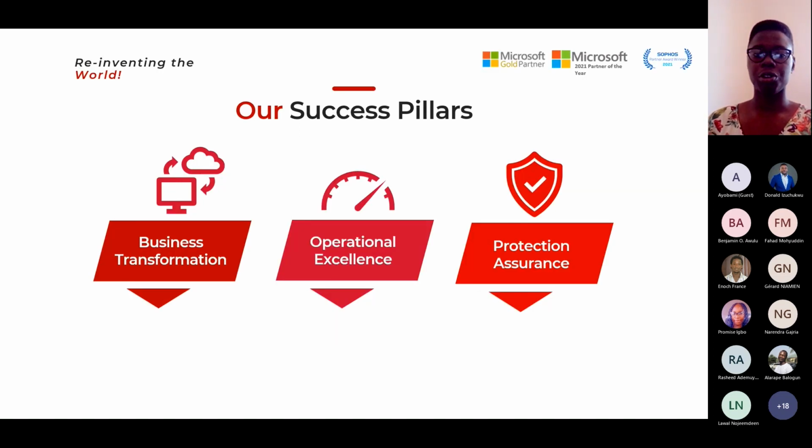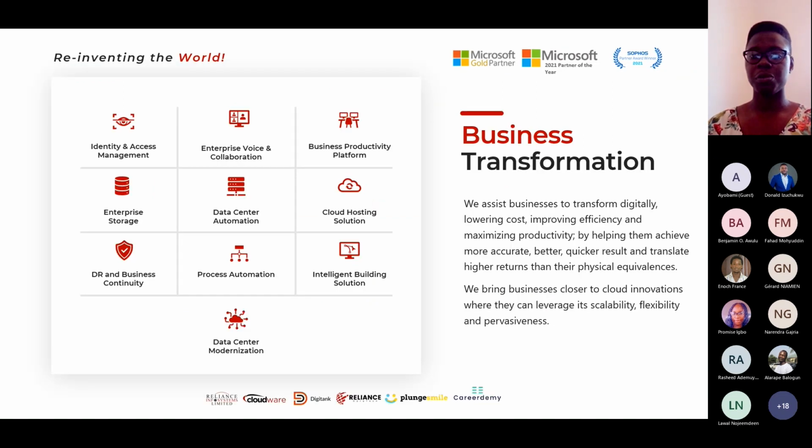Before I conclude, I'll run us through our success pillars. We have the business transformation, operational excellence, and protection assurance pillars. Business transformation involves assisting your businesses to transform digitally, lowering your costs, increasing your efficiency, and maximizing your productivity. To this effect, we have a few solutions here, which include identity and access management, data center automation, intelligent building solution, and cloud hosting solutions.